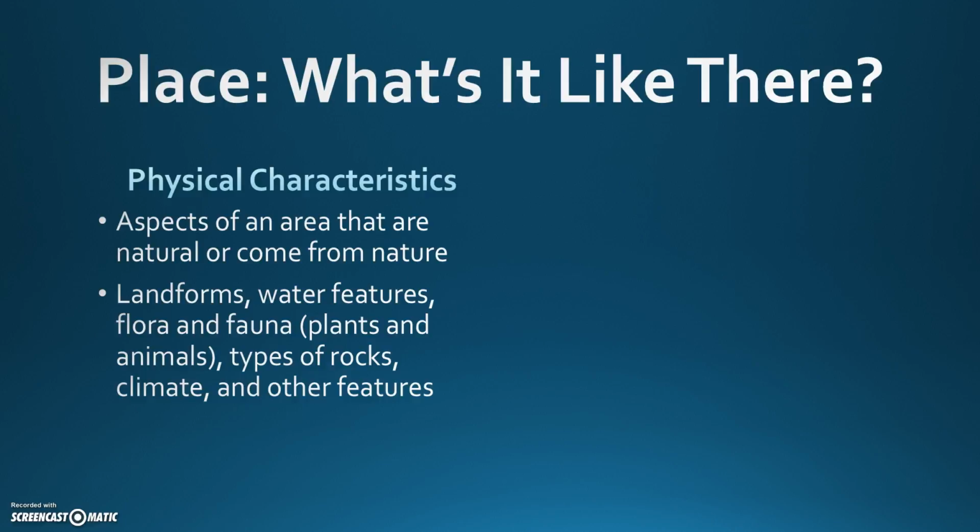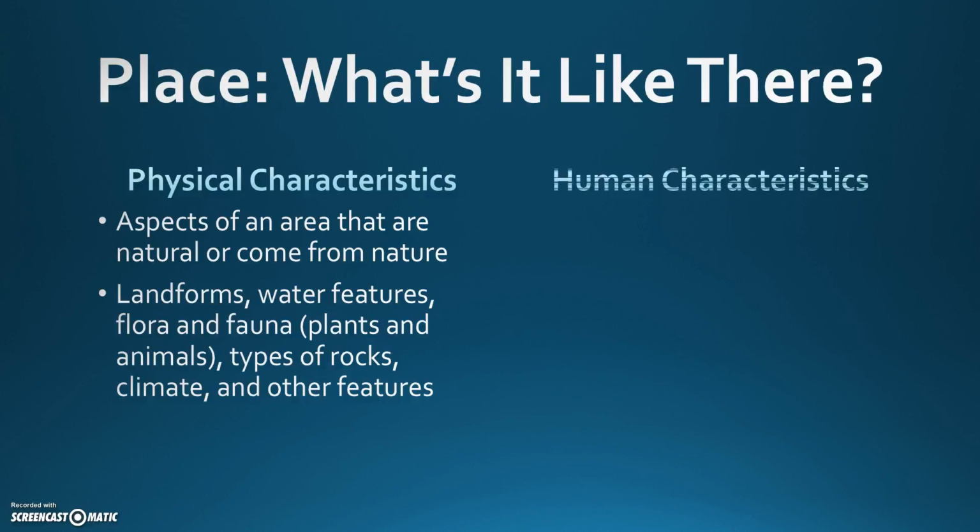Flora and fauna are very fancy words that just mean plants and animals. Flora means plants, fauna means animals. That can give us clues about an area as well. The types of rocks, whether that's sedimentary rocks, metamorphic rocks, igneous rocks, those all give us clues about an area. The climate, of course, would give us clues about an area, and then there are lots of other features as well.